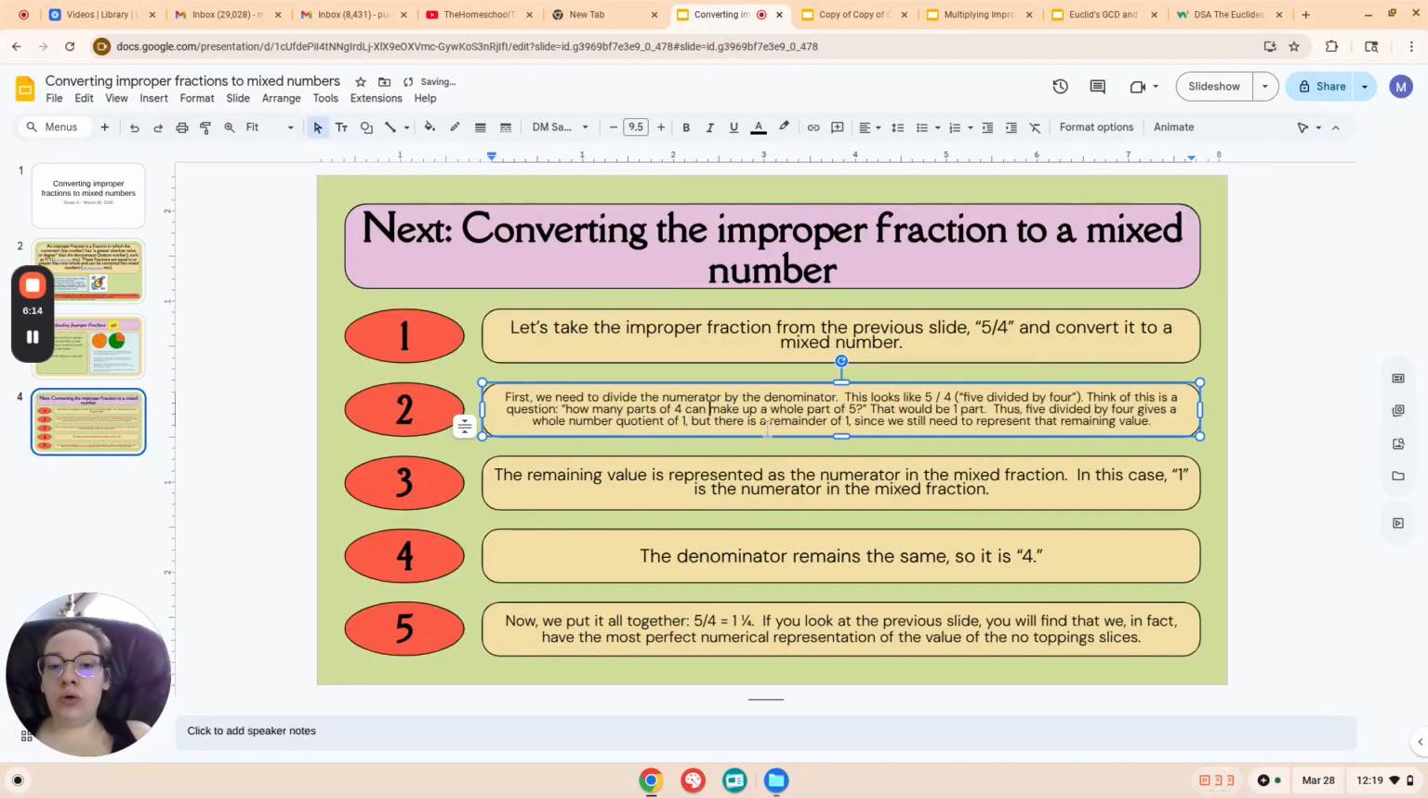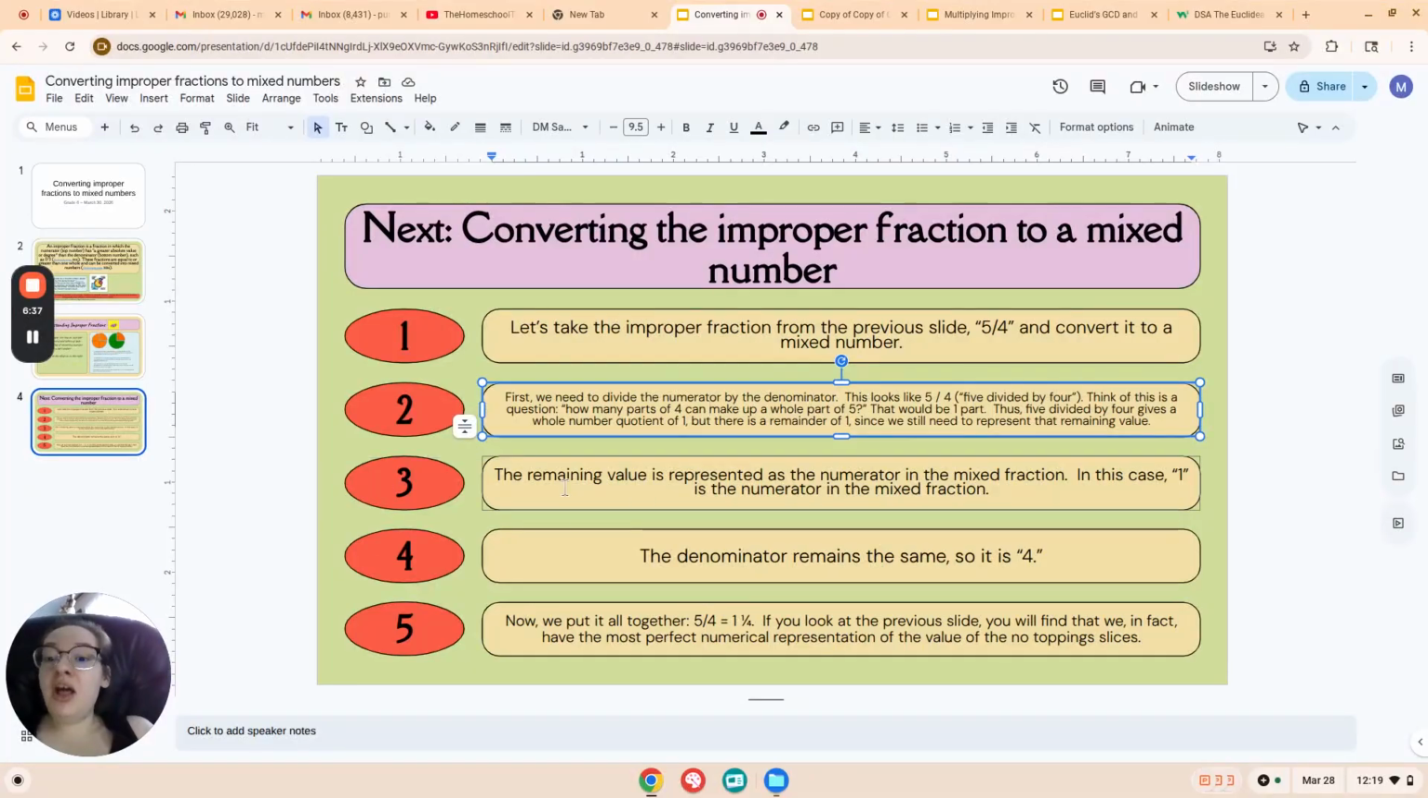Can make up a whole part of 5. That would be 1 part. Thus, 5 divided by 4 gives a whole number quotient of 1. But there is a remainder of 1, since we still need to represent that remaining value, which I'm going to talk about in the next step.